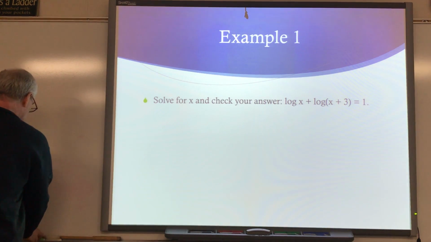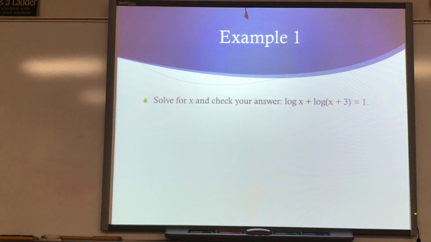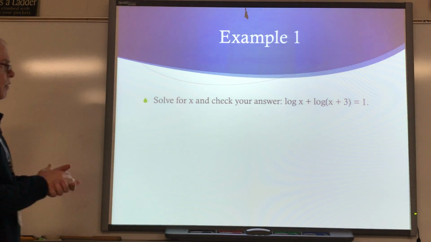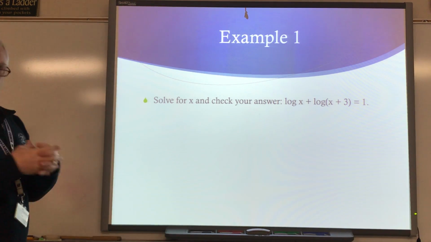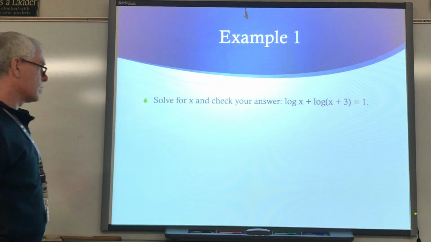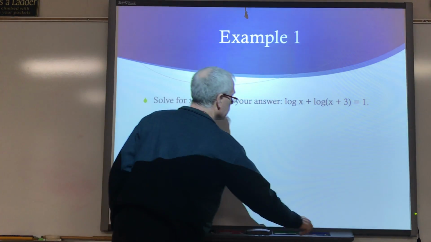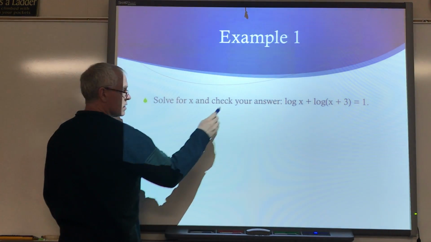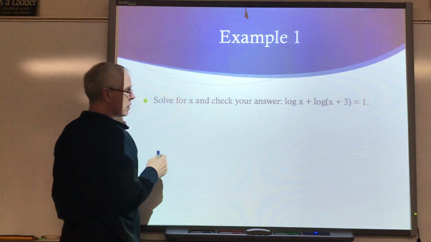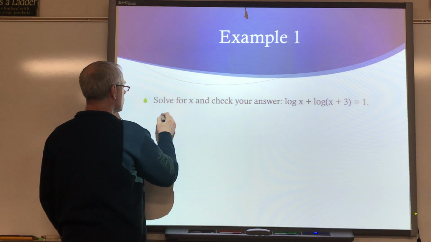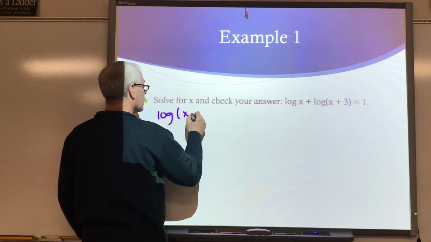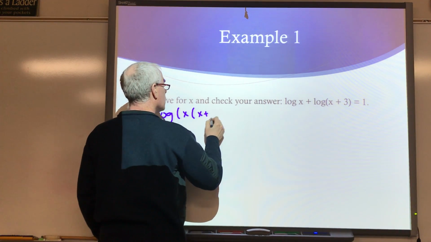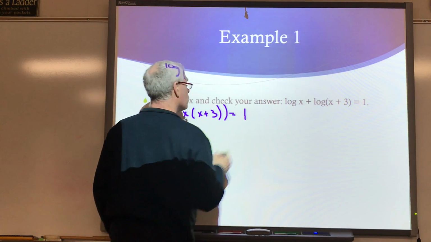So for this first one, I'm supposed to solve for x, and then I want to check my answer. If I could get it down to one logarithm, I could rewrite it using an exponential. So I'm going to use some of those properties that we just learned yesterday. So these are both log base 10. So I can write log, and then because I'm adding, that's equivalent to x times x plus 3 equals 1.